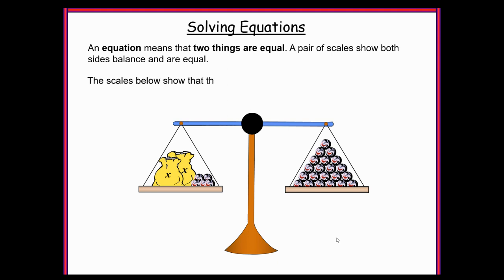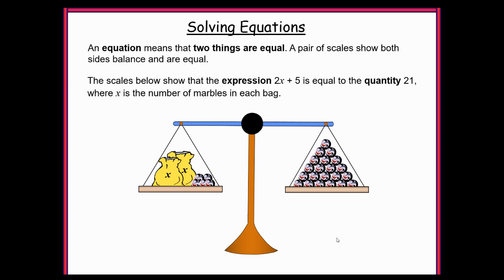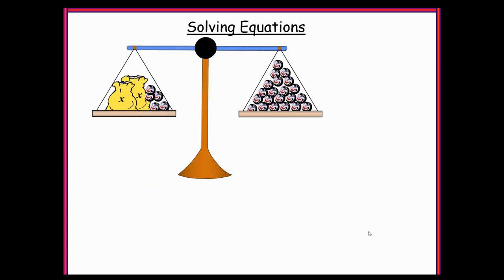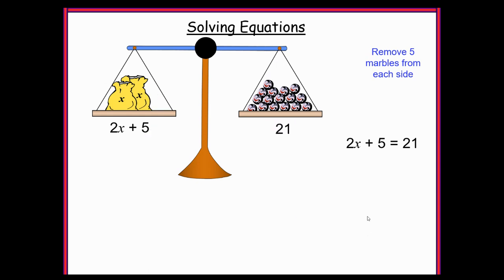The scales below on the left-hand side have 2 bags of x and 5, and this is equal to 21 on the right-hand side. We know it's equal because it balances. That means that if it's 2x plus 5 and 21, the next thing we can do is set up an equation. So if 2x plus 5 equals 21, how do we solve it? The first thing is you'll see that we've got marbles on both sides, so we could take 5 off of each side by removing 5.